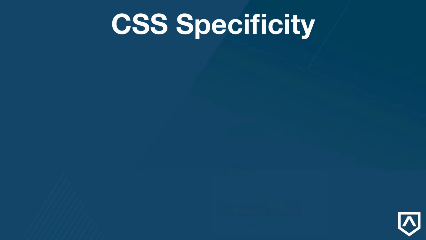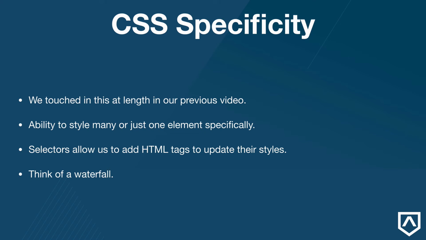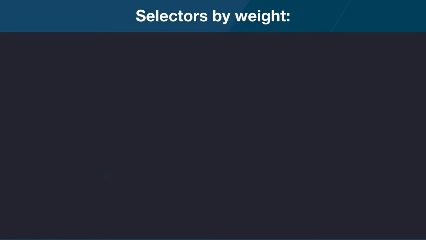So it goes back to this idea of CSS specificity. We touched on this at length in our previous video. The ability to style many or just one element specifically. That's what specificity means. Selectors allow us to target HTML tags to update their styles. Think of it like a waterfall, this waterfall of ideas that cascade down, each to the next one. Kind of that idea of that markup tree that we just saw, how each thing can be applied down the waterfall. Many cascading waterfalls. So let's review our selectors by weight before we dig into some code.